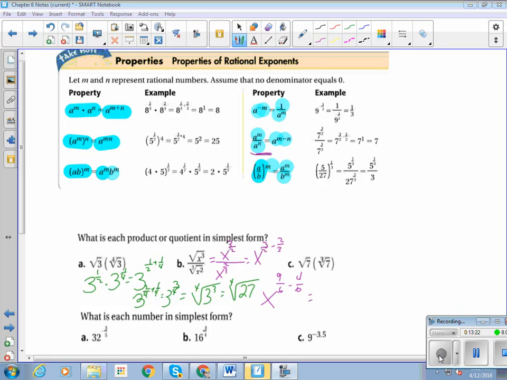9/6 minus 4/6 is 5/6. And we can rewrite that as a radical. And that's our simplified form. Okay, last one.